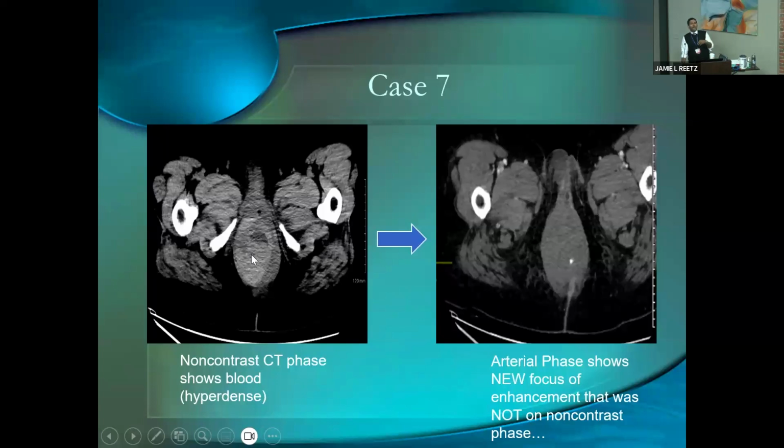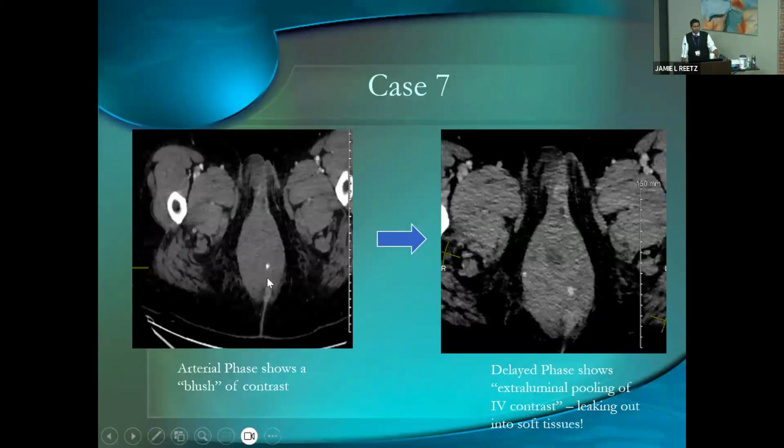Then I gave contrast, and I hit the button immediately. I said, let's do arterial phase. On the arterial phase, something randomly popped up and said, hey, there's a new focus of enhancement here in this big hematoma. So I go, okay, that's kind of weird. I compared this and said, it wasn't here, now it's here. Now I'm concerned that I'm looking for an arterial bleed. I've put contrast maximally into the arteries, and some of this contrast is now just hanging out on its own. I call this an arterial blush. That's what we call it.